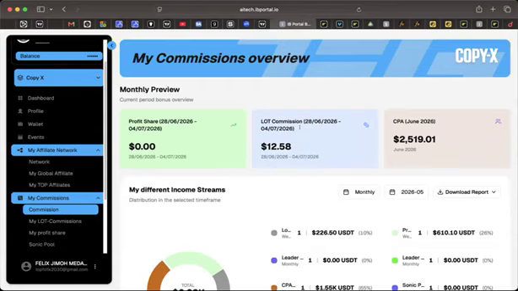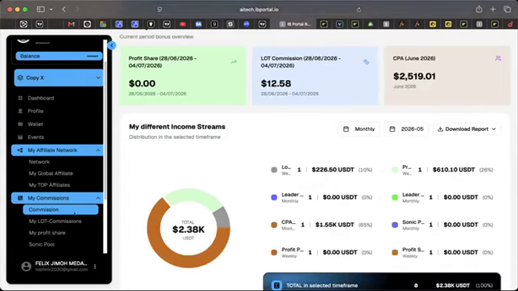Just one trade today, and this account got 12 point something dollars. Just one trade. And that's the primary commission. So you earn what we call lot commissions, and then the next one you're going to have is called profit share.